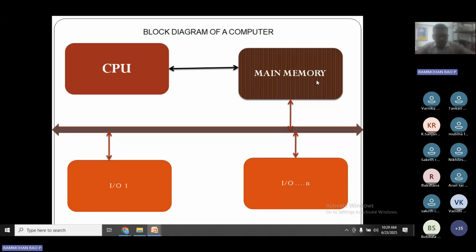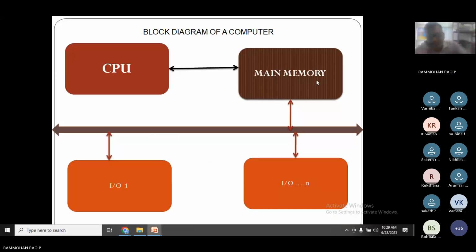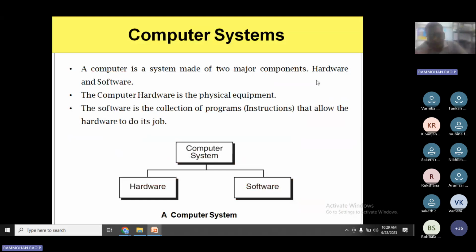Fine. So till this point, are the things clear to you? If you have any doubts, you can please type in the chat box. Okay, so that's great. So we will move on, right?